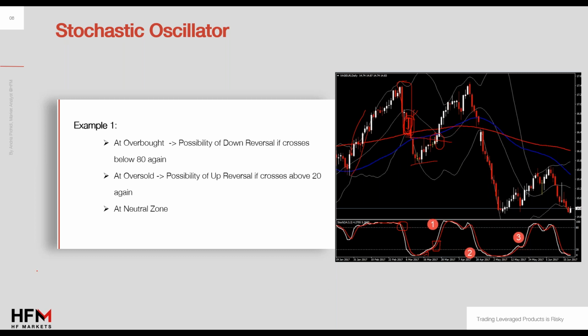Oops, let me clear a bit this mess. Can you see that?